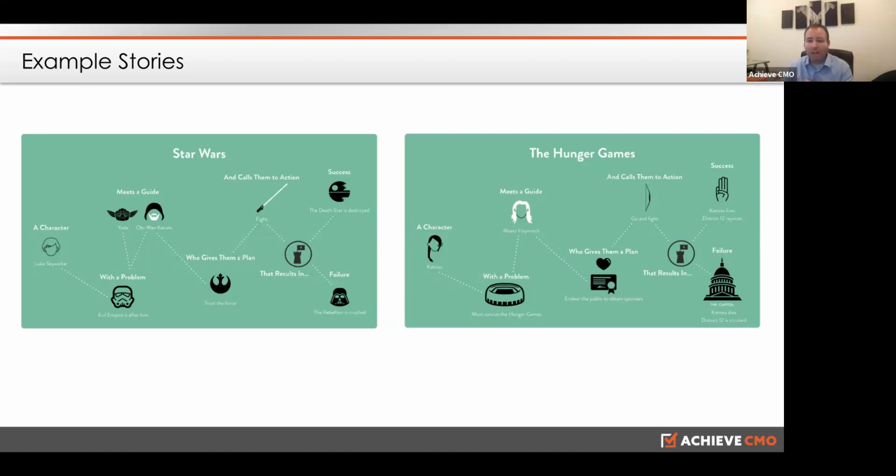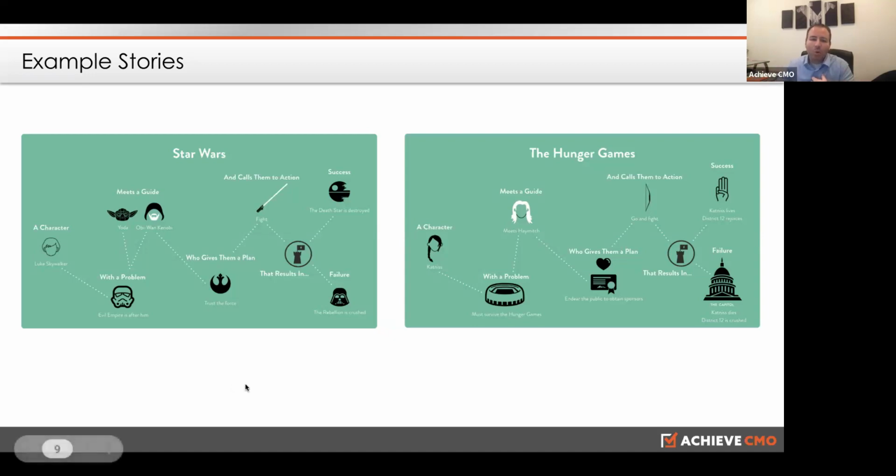Another example of this is the Hunger Games. You've got Katniss, who's a character. Games, she meets Haymitch, who's a guide and gives her a plan, and then says, hey, go and fight. It results in Katniss living in District 12 rejoicing, or if she fails, Katniss dies and District 12 is crushed and everyone is sad, right? This story framework is used in a lot of places, right?